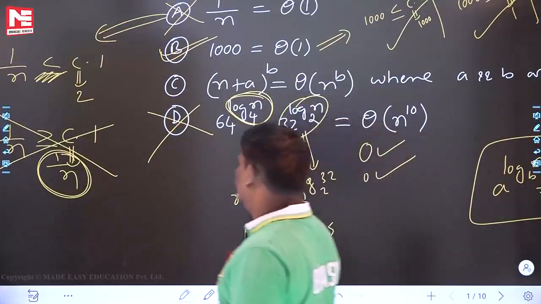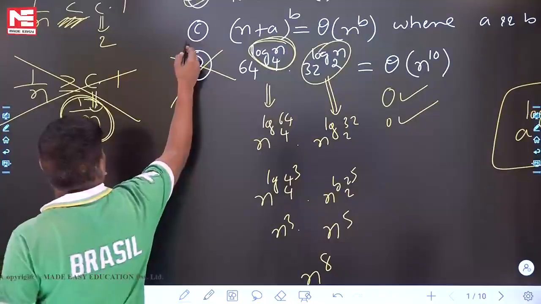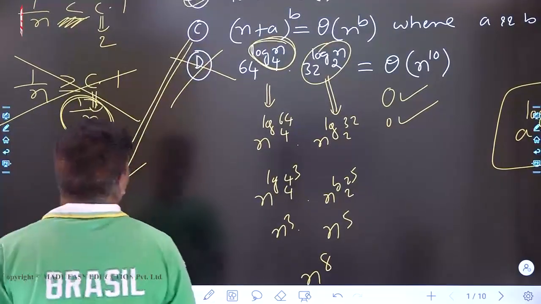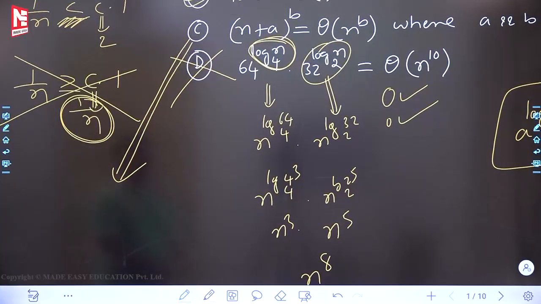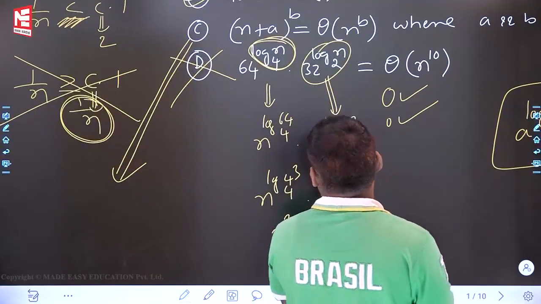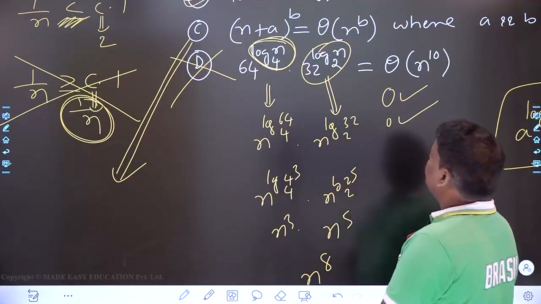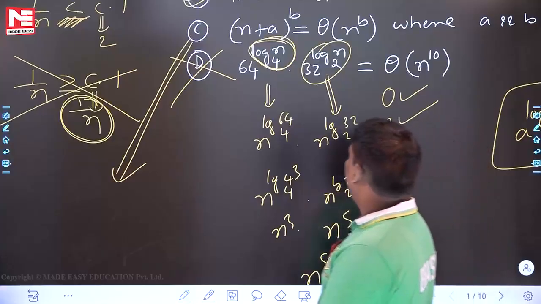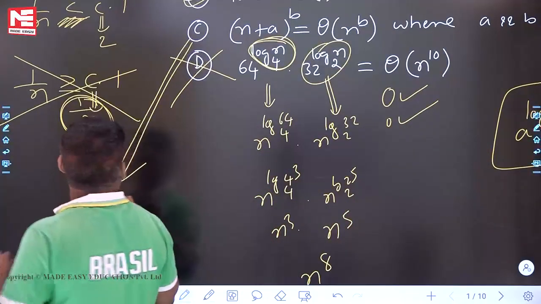Let's see the option C. Careful, option C, read it. N plus a whole power b is equal to theta of n power b, where a and b are constants. Right? So that is the given statement.